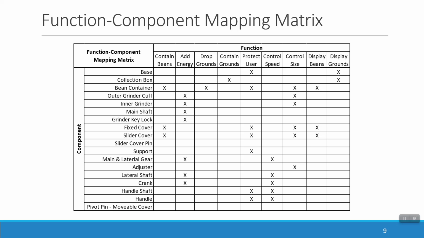Here is the function component mapping matrix of our coffee bean grinder with the primary assembly components going down the rows and the terminal subfunctions of the FAST diagram in the columns. Note how the key functions, namely adding energy and controlling speed, are split up amongst the most critical components. You'll also see that some of the components may have very few or no functions, such as the base, slider cover pin, and pivot pin, indicating a potential for redesign.